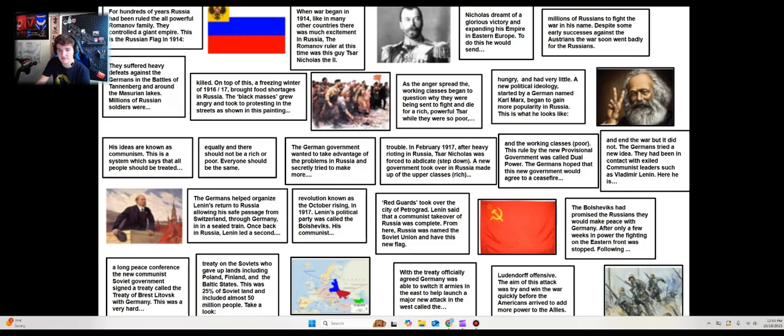The Bolsheviks had promised the Russians that they would make peace with Germany after only a few weeks in power. Fighting on the Eastern Front was stopped, following a long peace conference with Germany, resulting in the Treaty of Brest-Litovsk. This was a very hard treaty on the Soviets, who gave up lands including Poland, Finland, and the Baltic states, which were then occupied by forces like Germany. This was 25% of the Soviet land and included almost 50 million people.